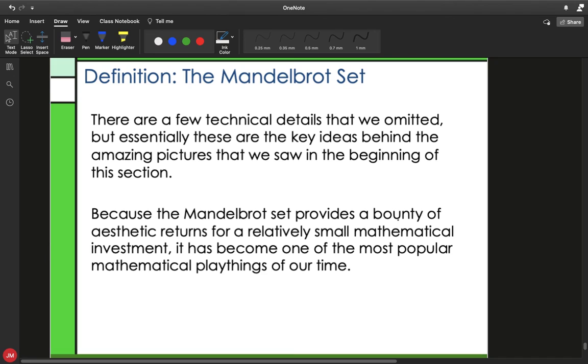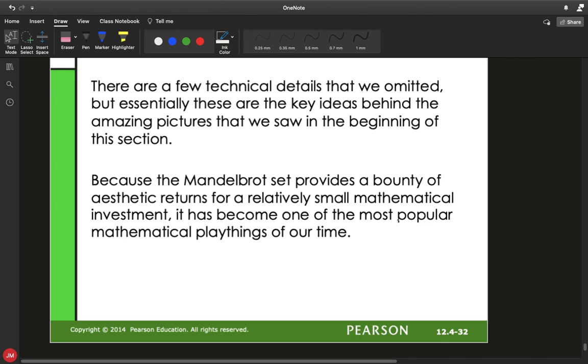Now, we've left out some of the technical details, but these are the main ideas behind those amazing pictures that we saw at the start of these slides. It provides a lot of aesthetic for not a whole lot of mathematical investment. Again, if you think about using your calculator, it becomes pretty easy to let it run itself. In fact, it's become one of the most popular mathematical things of our time that we've had a chance to study, and that is it for the Mandelbrot set.